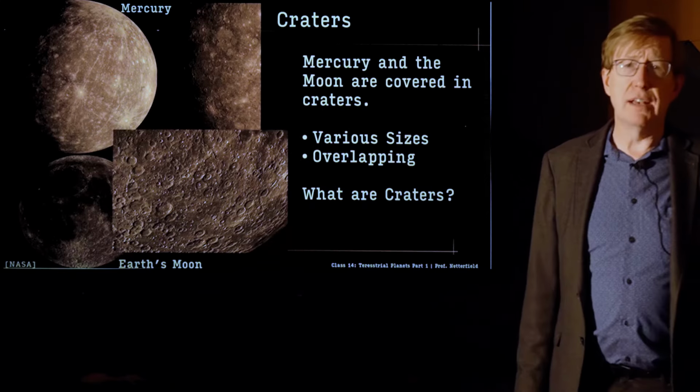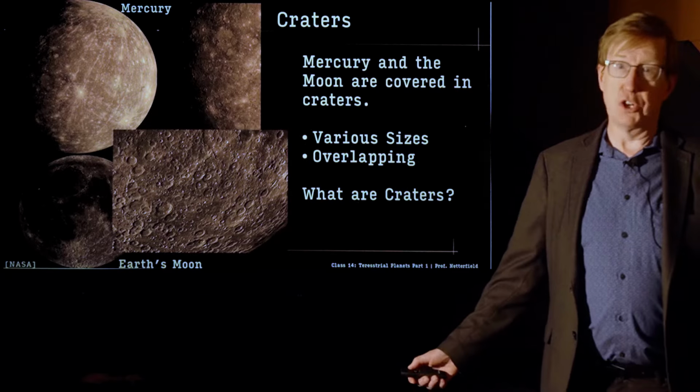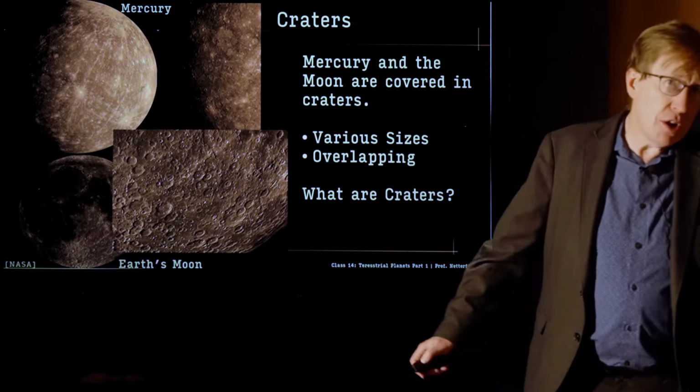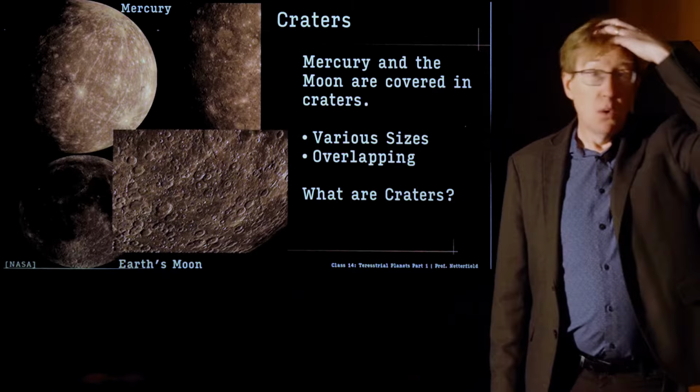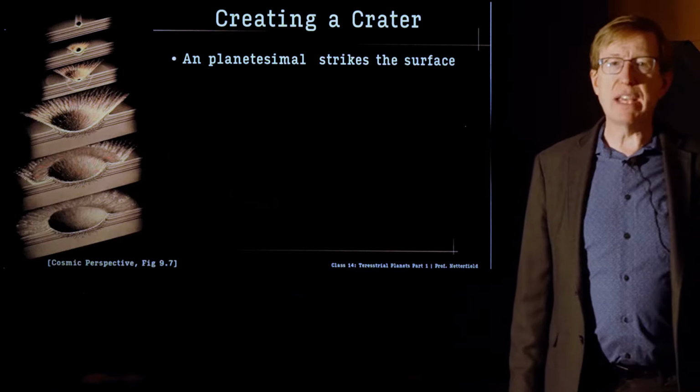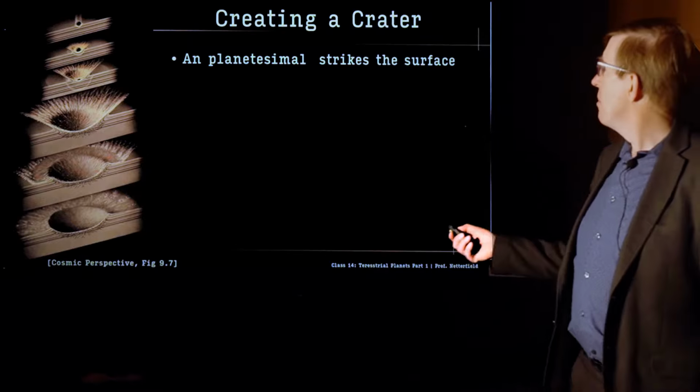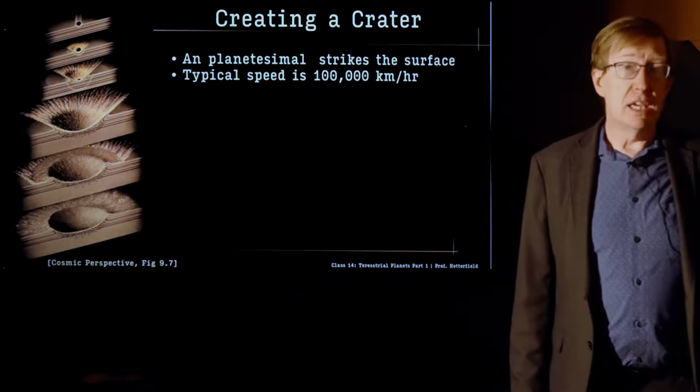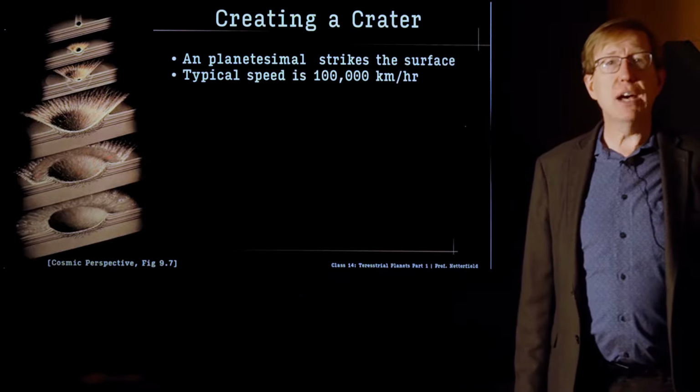And so we might ask ourselves, what are craters? I mean, we think we already know what craters are, but let's go ahead and summarize what people think craters are. The idea is that a planetesimal strikes the surface. Boom. Its typical speed is around 100,000 kilometers an hour.